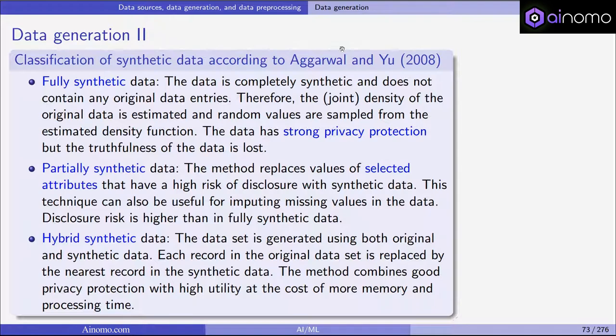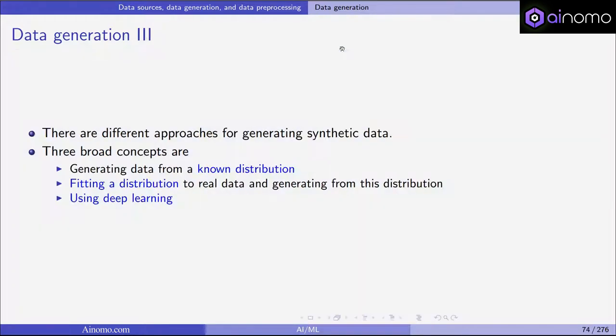And then we have hybrid synthetic data, that is, the data set is generated using both original and synthetic data. Each record in the original data is replaced by the nearest record in the synthetic data. So you simulate from a fitted distribution, but you try to replace the original data by synthetic data that is closest to the original observation. And this method combines good privacy protection with high utility at the cost of more memory and processing time. Obviously, this takes longer, but on a modern computer, this shouldn't take too long.